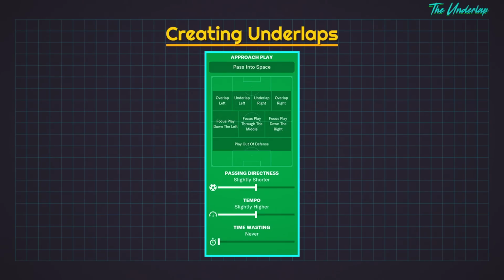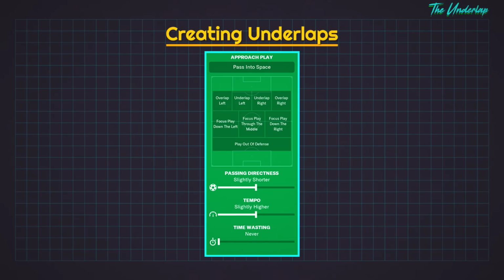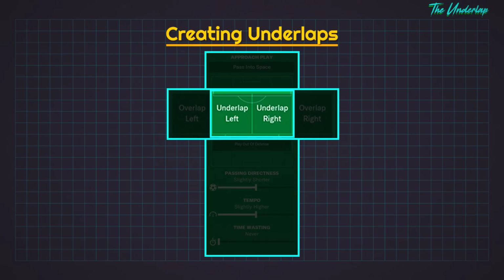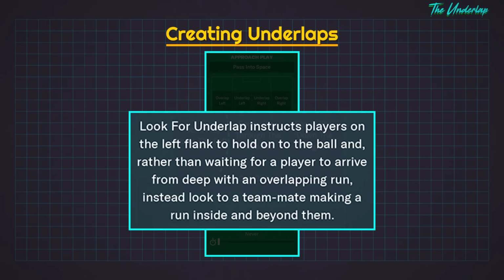While it can be a bit confusing, the team instruction screen gives us some more information. First off, the underlap team instruction is under the approach play section, so we should expect this to work in the midfield areas, not so much the final third. Second, note how the instruction is used in the advanced positions, not from the defensive backline. And third, it says it instructs players on the flank to hold onto the ball and look for a teammate running inside and beyond.